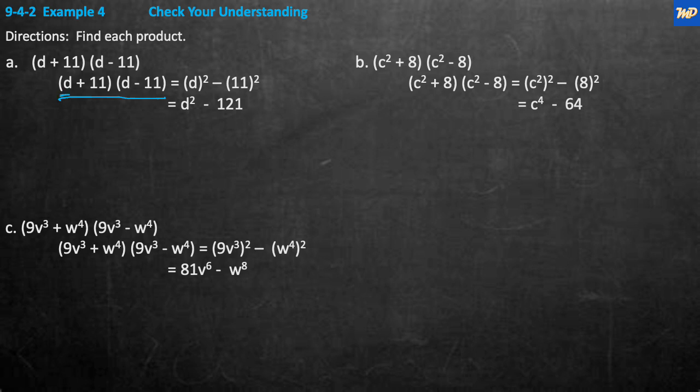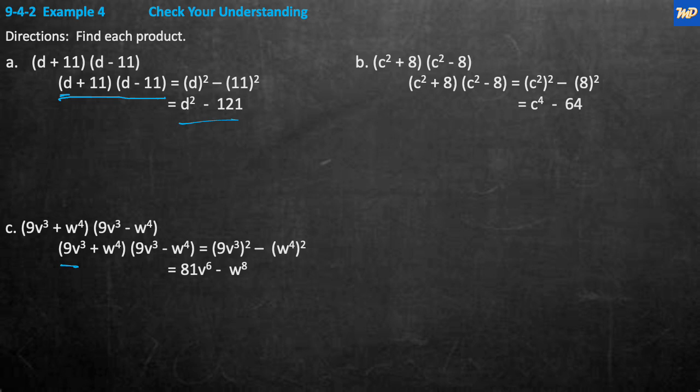I always put parentheses around the term because it's not always going to be a single character or a letter or a variable. In fact, when you get down here, look at 9v cubed. So it's more than just a single element in here. So the quantity d squared minus the quantity 11 squared. Well, d squared is d squared, minus 11 squared is minus 121. There's the solution to that problem.